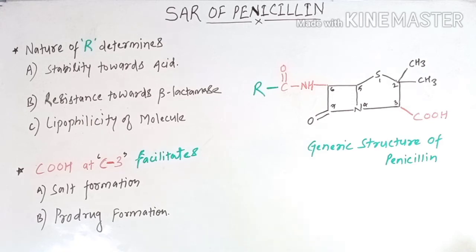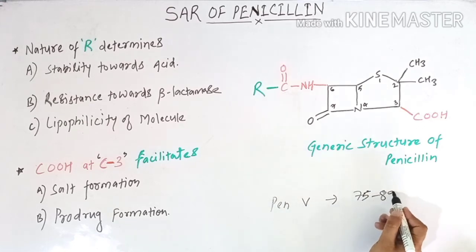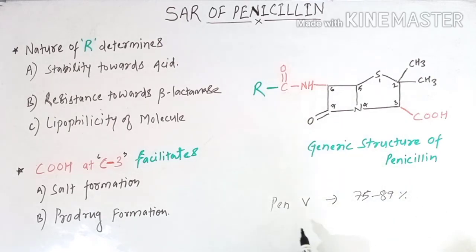Following are examples of penicillins which have higher protein binding. The first one is your penicillin V. It has 75 to 89% protein binding. Why does penicillin V have protein binding? Because penicillin V contains what? A phenoxymethyl group, and the phenoxymethyl group is usually a lipophilic group.